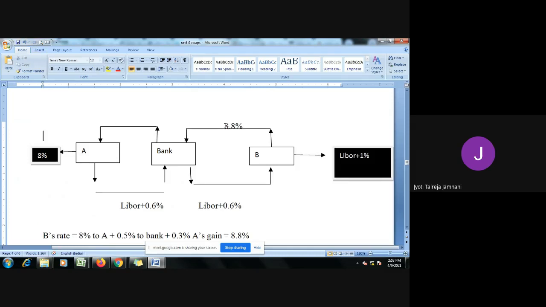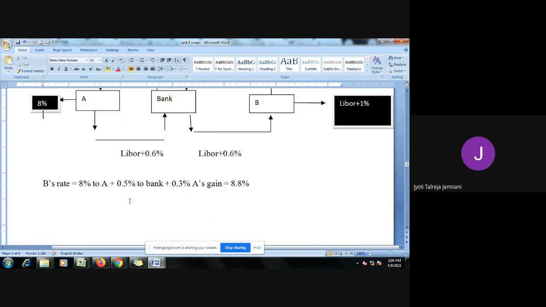We will transfer 8.8%. Okay. Then the bank will keep its gain with itself. So the bank's gain is 0.5. The bank will keep its gain of 0.5, and the rest the bank will transfer to A, which is nothing but 8.3%. So B has given 8.8, the bank has kept 0.5 with itself, and 8.3 it is transferring.